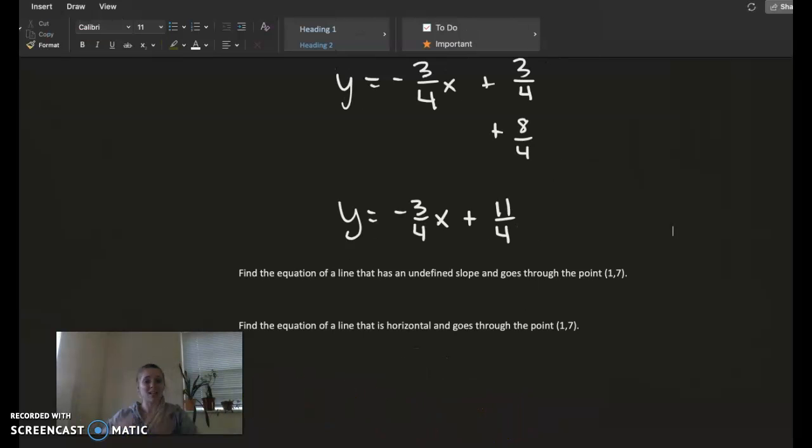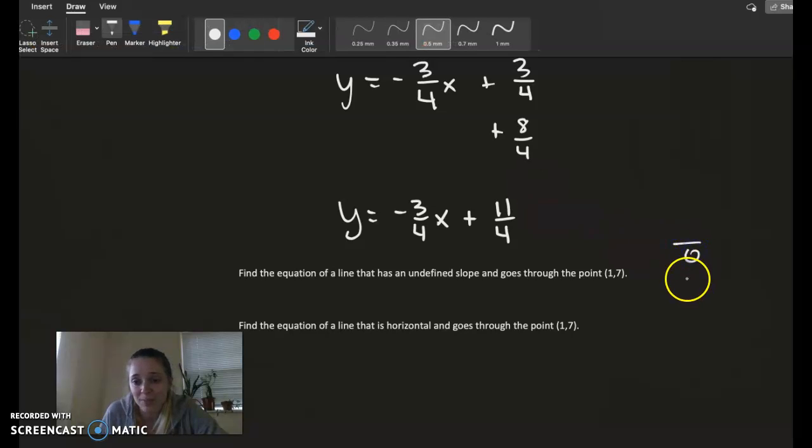So these are kind of weird examples, but let's say that you're asked to find the equation of a line that has an undefined slope and goes through the point 1, 7. So remember, an undefined slope means that the slope has 0 on the bottom, and that only happens when the x values are the same. So that means that we're actually looking at a vertical line here, which means that the equation is going to look like x equals something.